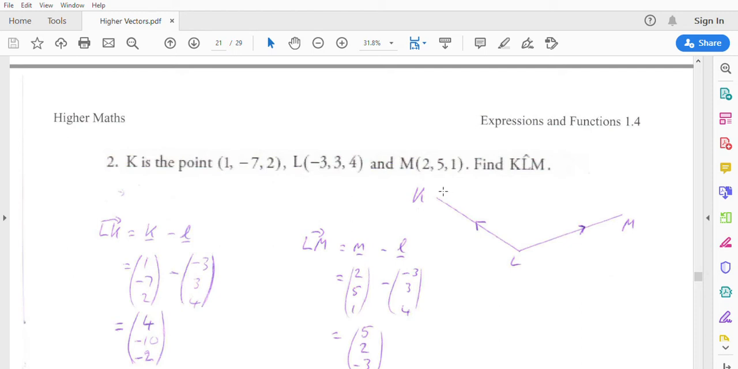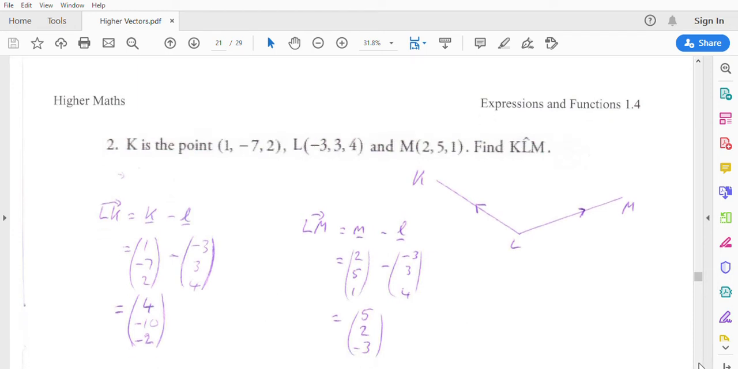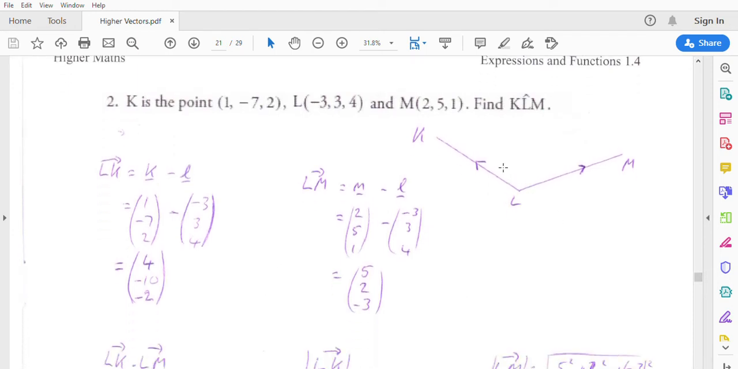You might end up calculating the angle at K or the angle at M if you've not joined them up properly. Or you might have the vectors pointing away, so instead of this angle, you would get the angle in here if we extended this line. So always draw a quick diagram. That will take you 5 seconds to draw. Just do it. So vector LK is K minus L. Vector LM is M minus L.